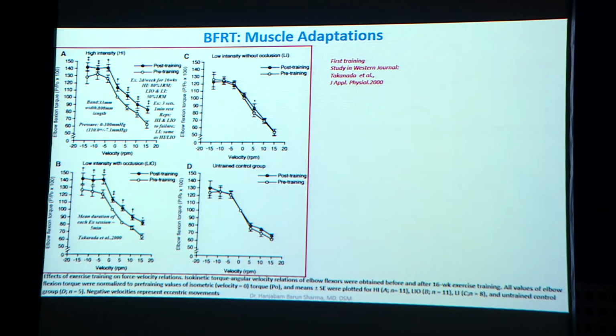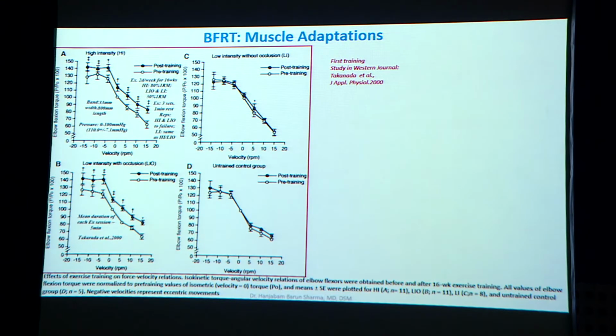So high training, after just giving the high training, this is post training, then your torque will increase. Obvious. This is very obvious. Then if you give the training at a very low intensity with occlusion, the torque will also increase. That means you are getting the benefit of high training without doing any training. So that is the important.